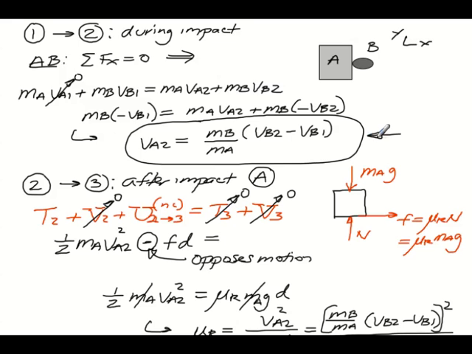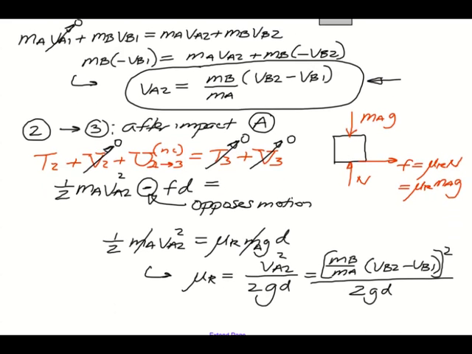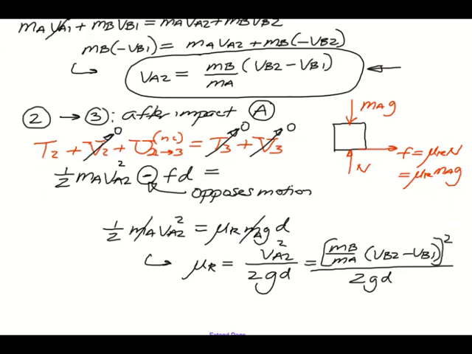After impact, we'll use the work energy equation. It starts out with the kinetic energy of 1/2 m v squared for A. The work done is negative because friction opposes the motion. And the final kinetic energy is 0 because we're looking for the maximum distance that it travels to the left. And so from that work energy equation we can back out what that coefficient of kinetic friction needs to be.